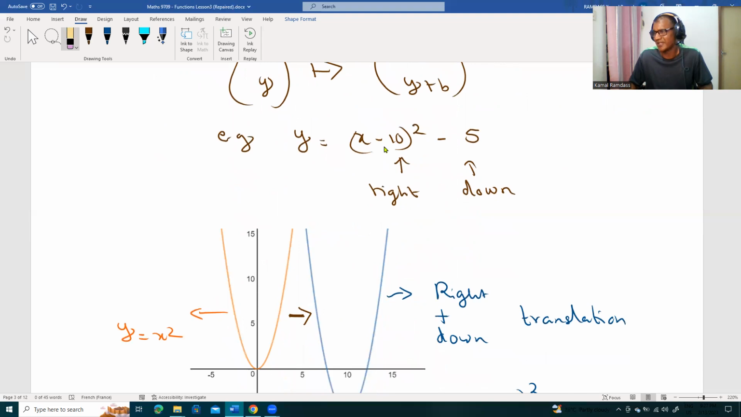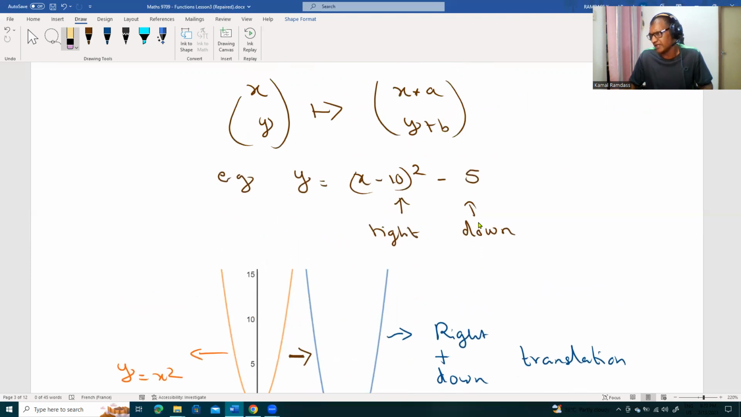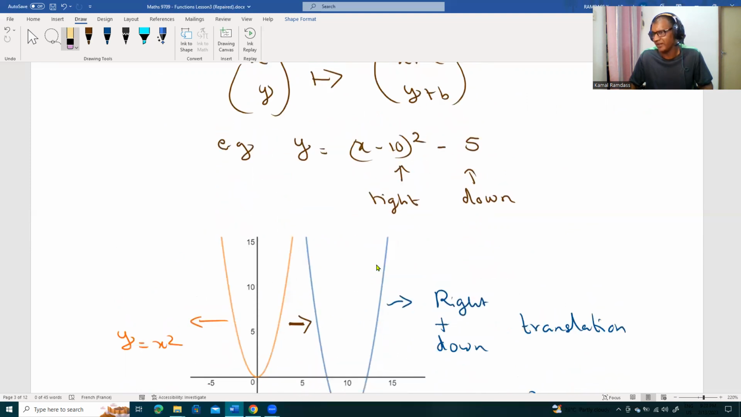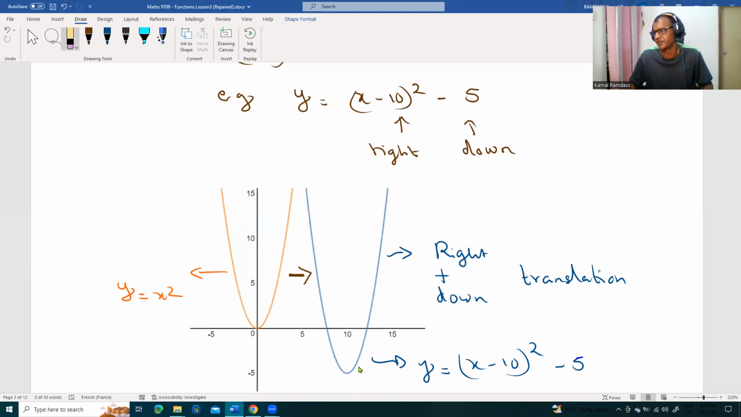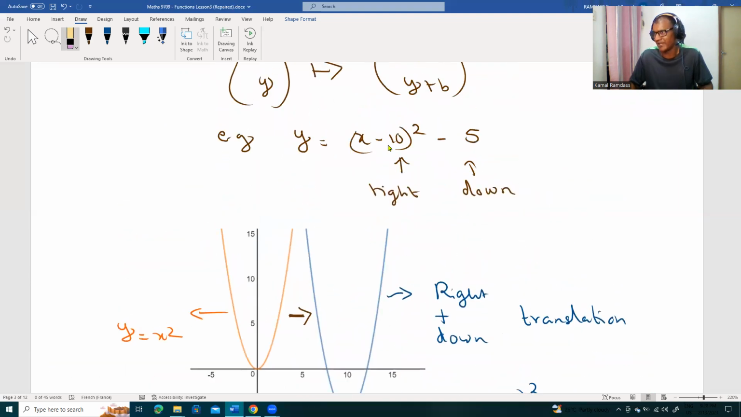Exemple, y is equal to (x minus 10) to the square minus 5. Et ça, nous besoin comprendre que c'est un right shift. Et ça, là, c'est un downshift. Ça veut dire, je prends sa curve là, y is equal to x square, je bouge dit by 10 units to the right, and then je bouge dit by 5 units downwards. Je gagne the final curve qui appelle y is equal to (x minus 10) to the square minus 5.